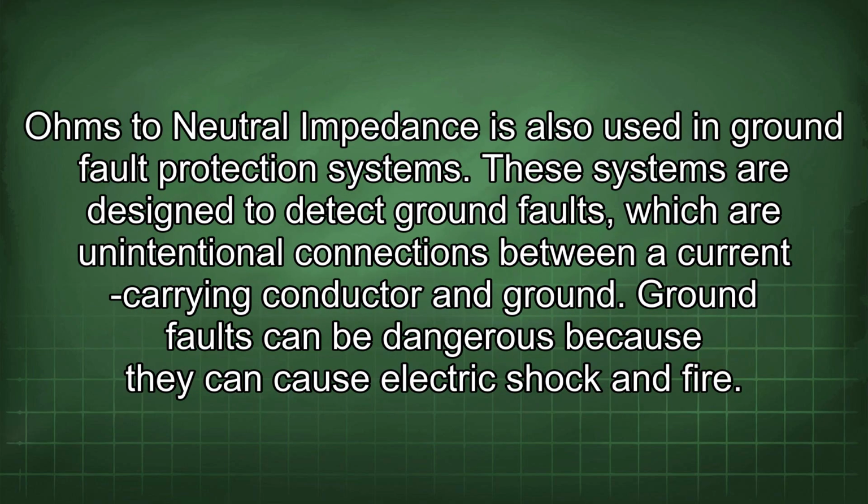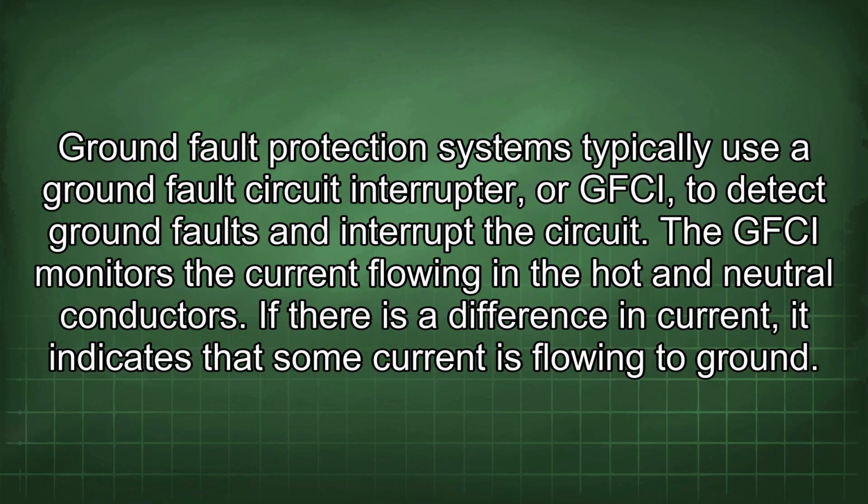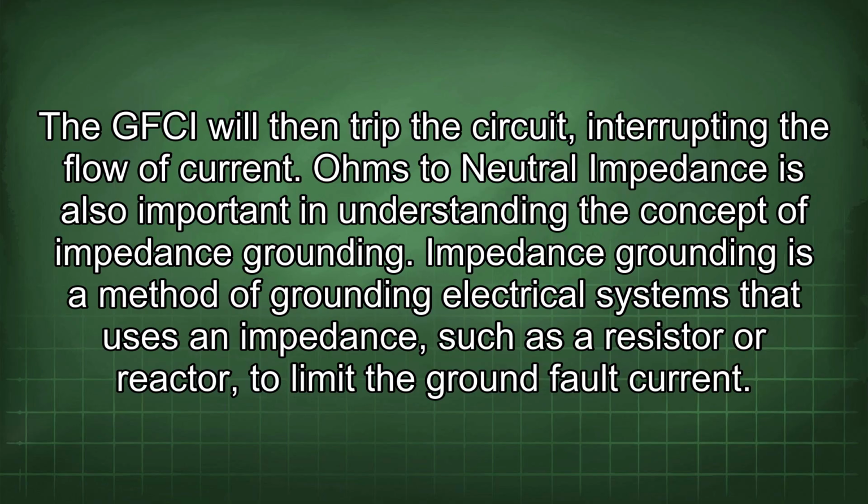Ohms to neutral impedance is also used in ground fault protection systems. These systems are designed to detect ground faults, which are unintentional connections between a current-carrying conductor and ground. Ground faults can be dangerous because they can cause electric shock and fire. Ground fault protection systems typically use a ground fault circuit interrupter, or GFCI, to detect ground faults and interrupt the circuit. The GFCI monitors the current flowing in the hot and neutral conductors. If there is a difference in current, it indicates that some current is flowing to ground. The GFCI will then trip the circuit, interrupting the flow of current.